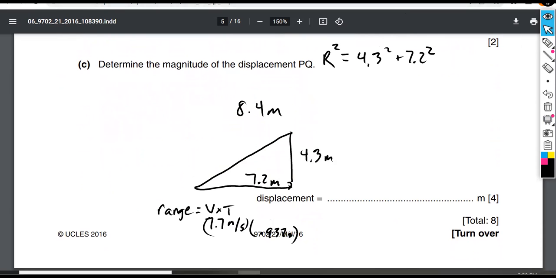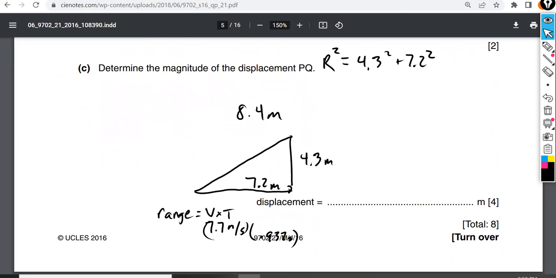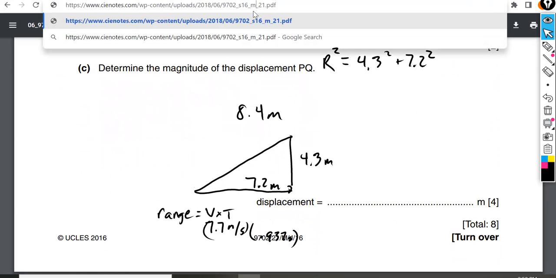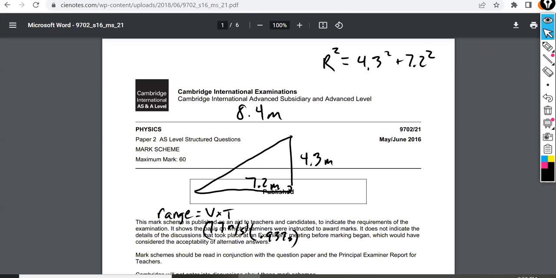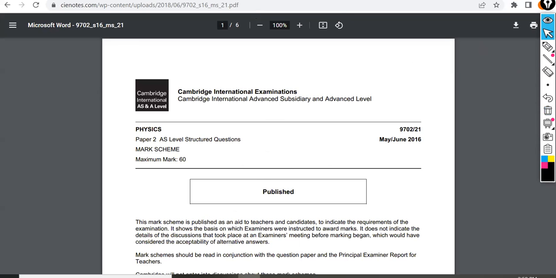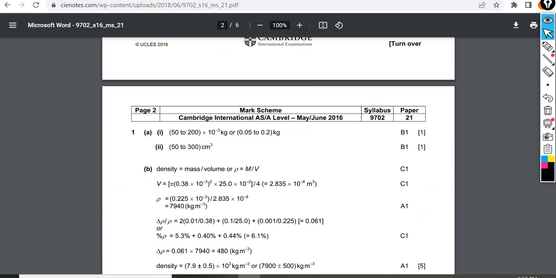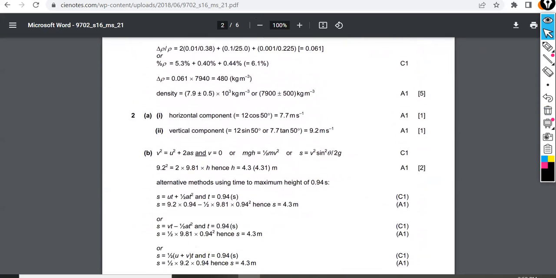If you're using this resource, cienotes.com, or some previous ACE physics papers, then you can conveniently change this question paper to MS mark scheme. And we're going to check the answers now real quick. So everybody remember what we just did. All right, so here are the solutions. And we were doing number 2 there.